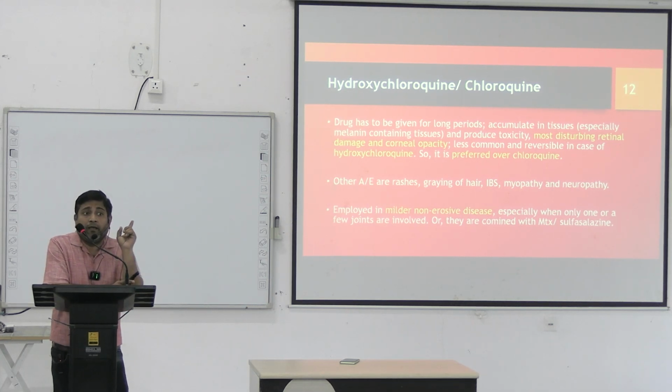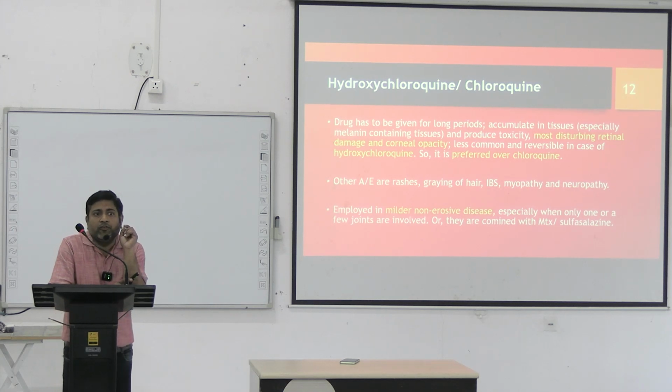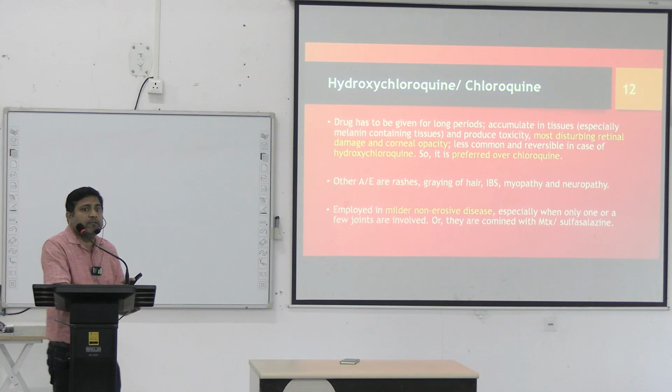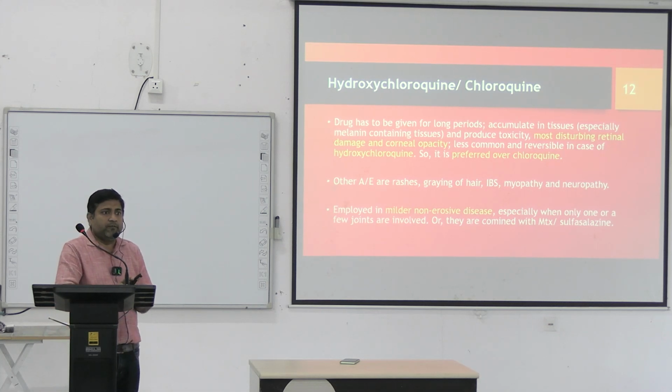But among chloroquine and hydroxychloroquine, this effect is lower with hydroxychloroquine and is reversible. That is why hydroxychloroquine is preferred in rheumatoid arthritis patients over chloroquine. That is one of the questions asked in exams. Why is hydroxychloroquine preferred in rheumatoid arthritis patients over chloroquine? The reason is the side effect, ocular toxicity, is lower and reversible.